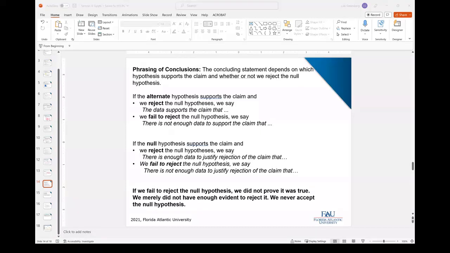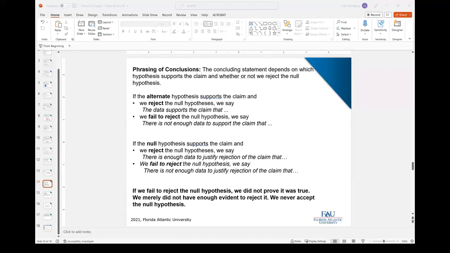So there is sufficient evidence to warrant rejection of the common belief that the population mean is 98.6. All right, now I want to go through the phrasing of different conclusions. The concluding statement depends on which hypothesis supports the claim and whether or not we reject the null hypothesis. Remember, we saw two different things: one where the null hypothesis contained the claim, and one where the alternative hypothesis contained the claim.